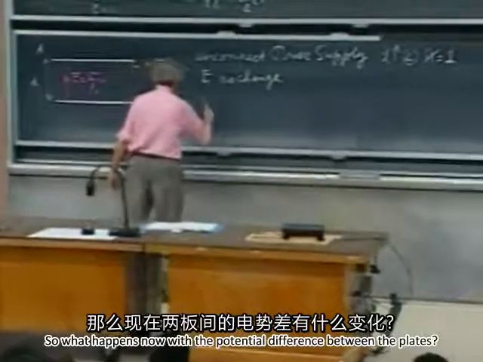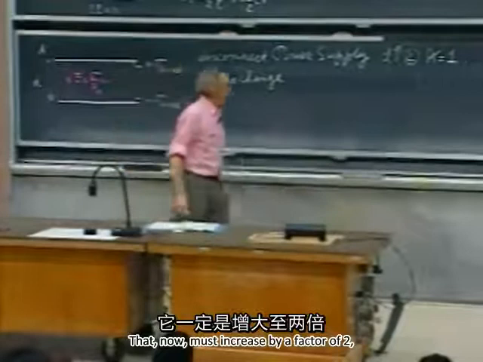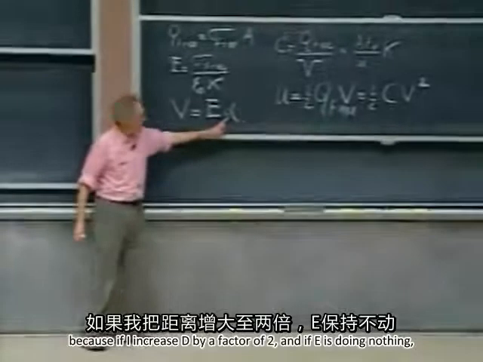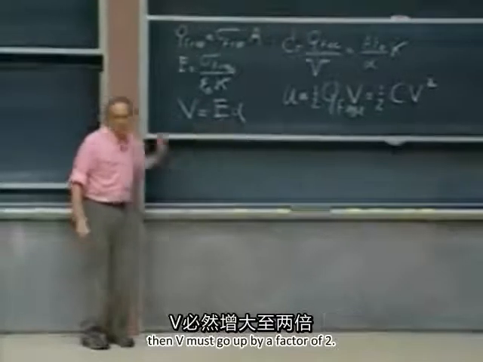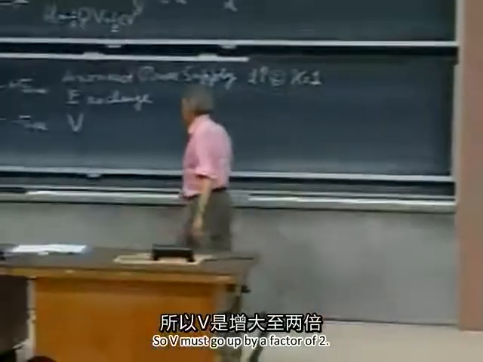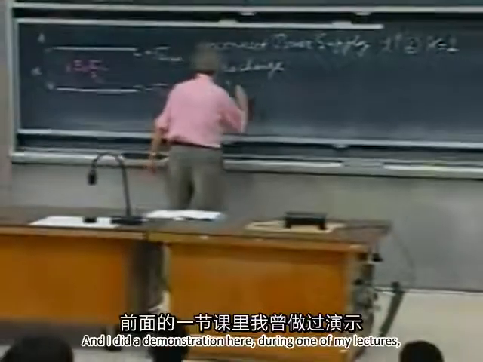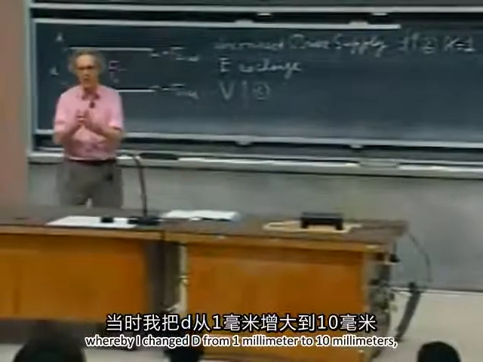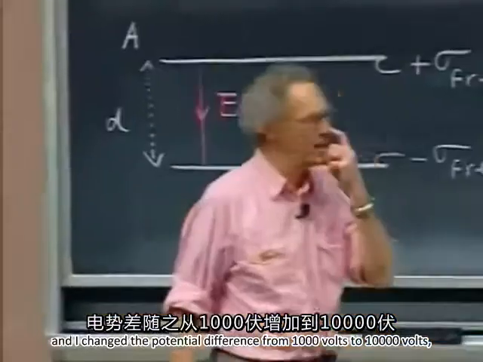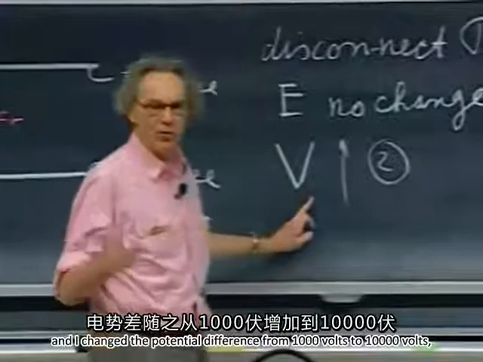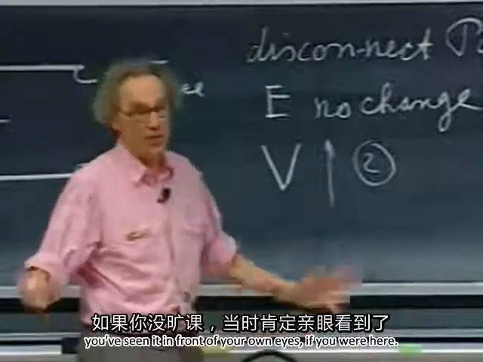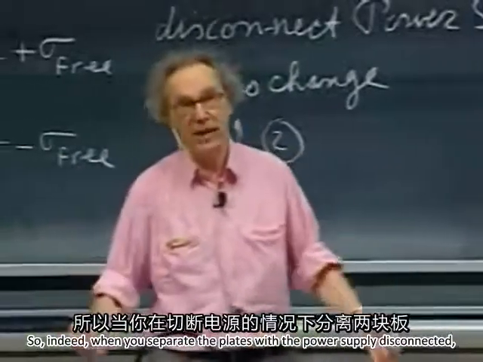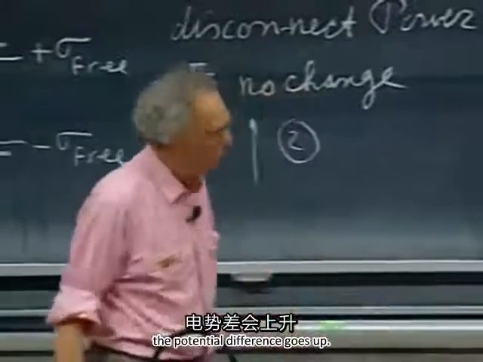So what happens now with the potential difference between the plates? That now must increase by a factor of 2, because if I increase D by a factor of 2, and if E is doing nothing, then V must go up by a factor of 2. I did a demonstration during one of my lectures, whereby I changed D from 1 millimeter to 10 millimeters, and I changed the potential difference from 1,000 volts to 10,000 volts. You've seen it in front of your own eyes if you were here. So indeed, when you separate the plates with the power supply disconnected, the potential difference goes up.